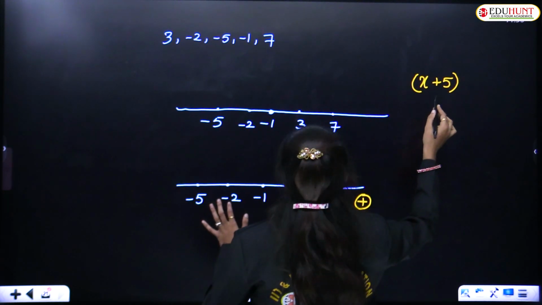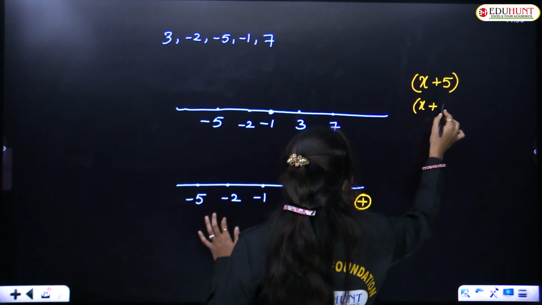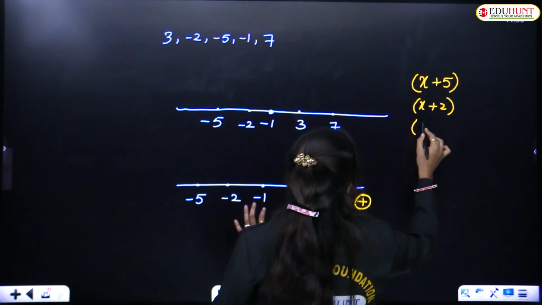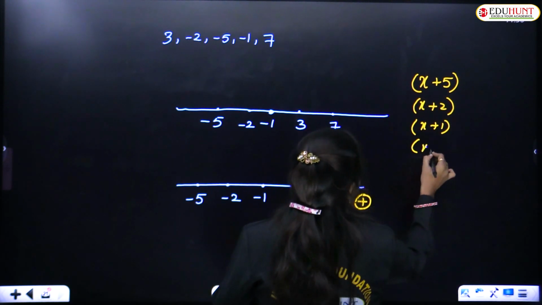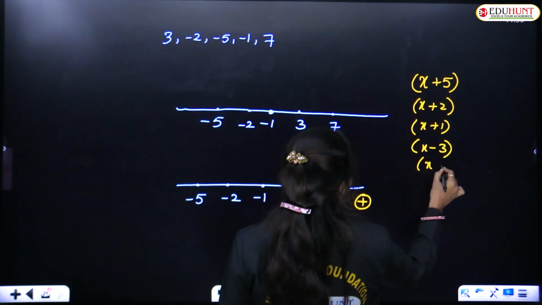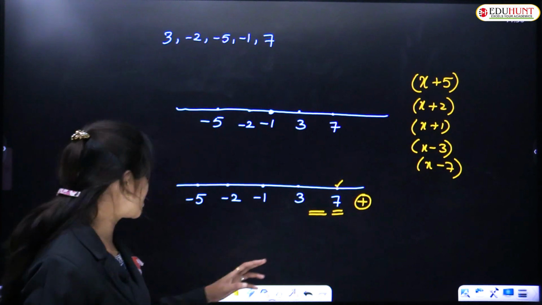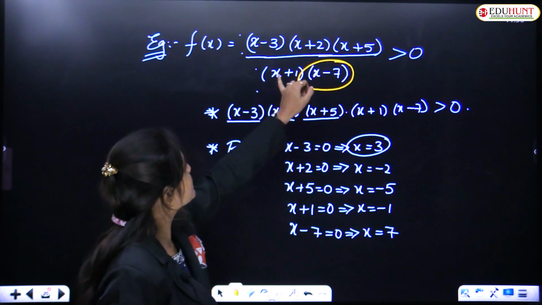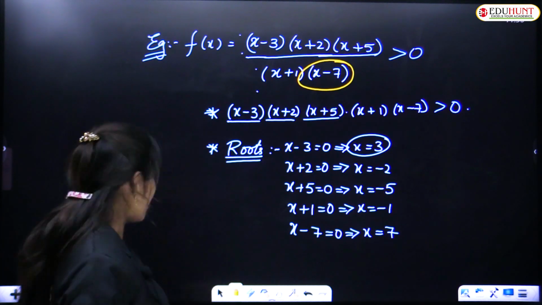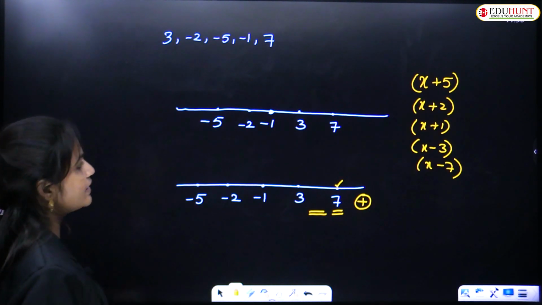Okay, and x minus 2, that is the root of x plus 2. Then x plus 1, and here x minus 3, x minus 7. Actually these expressions only are given here: x plus 5, x minus 3, x plus 2, x plus 1, x minus 7. Okay, so those values only I have written here.